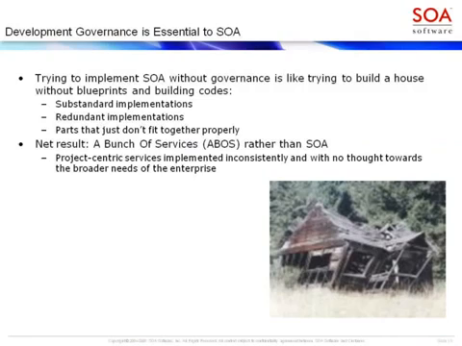If you don't apply appropriate development governance to your SOA, you're going to end up building things that look like this house, for example, this ramshackle house, instead of a nicely architected, or using the central planning metaphor that organizations often use, a well-thought-out service infrastructure within your SOA. You're going to end up with inconsistent and substandard implementations. You're going to end up building things over and over again simply because people don't know about capabilities that are already present. You're going to have a bunch of parts that just don't fit together properly, and it's going to be difficult to manage. Again, this is what I refer to as ABOS, a bunch of services.